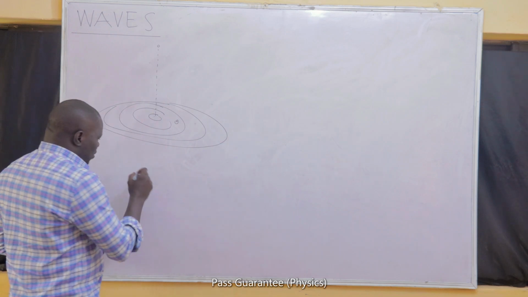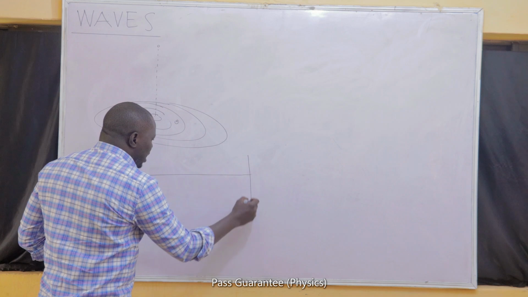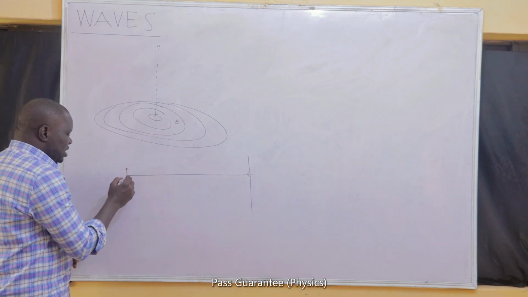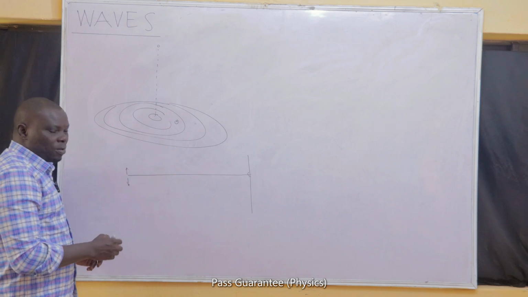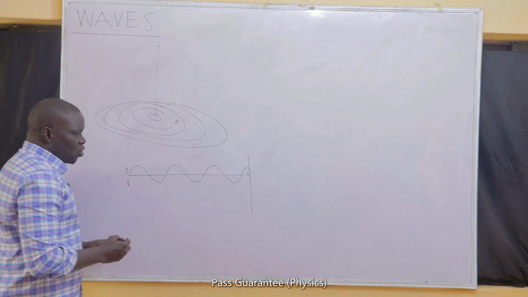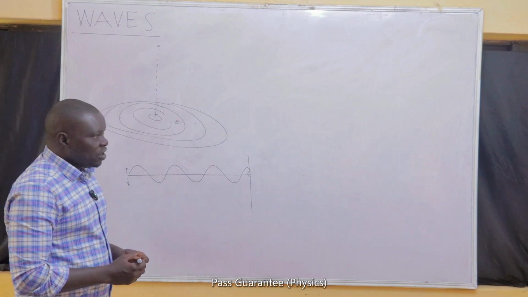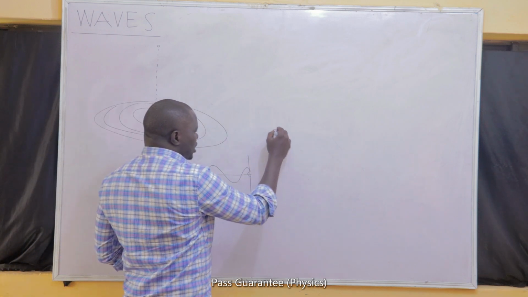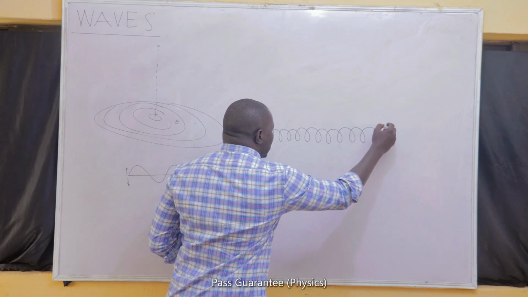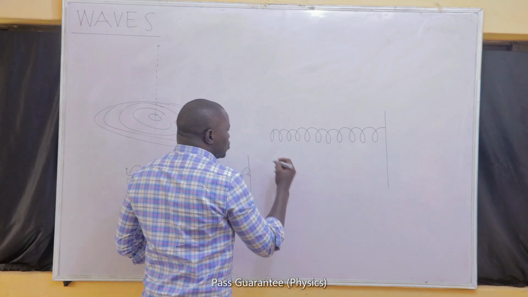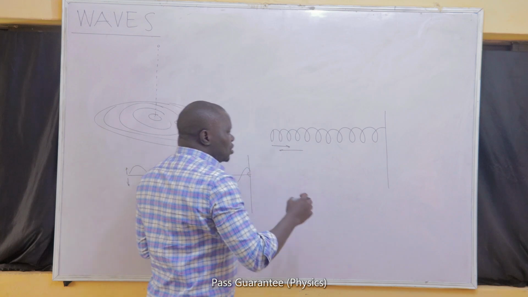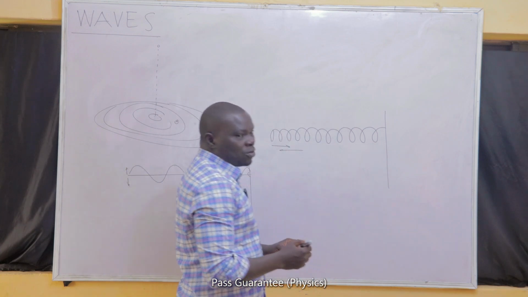If you have a rope and you tie one end rigidly fixed to the wall, then you decide to agitate the other end by just waving it up, you will discover that a wave pattern will be generated on that rope, and that is also a wave. If you have a spring and the end of the spring is attached to the wall, and you decide to move the spring in and out, the pattern you are going to generate on that spring will also be a wave.